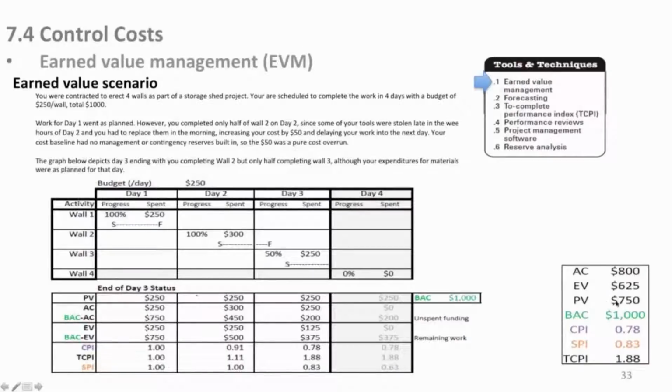We had a planned value. We've not provided that value fully at the end of day 3, and we spent $800 actual cost against a budget of $1,000, where actually it should have been $750. So these are the numbers, and these are the ways you would determine these components of earned value management. And of course, we know balance at completion is $1,000.